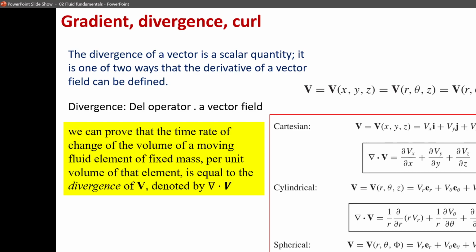partial Vx over partial x, plus partial Vy over partial y, plus partial Vz over partial z. So, what does it mean? When you take the divergence of a vector, you are going to end up with a scalar. And what does this scalar represent?